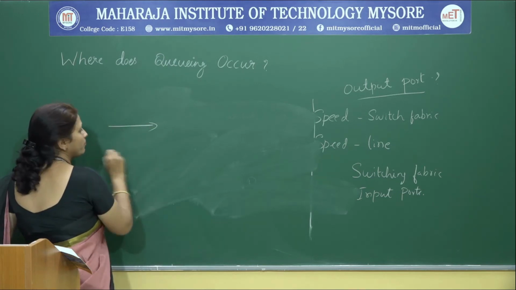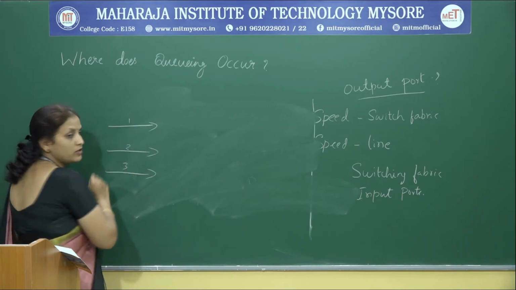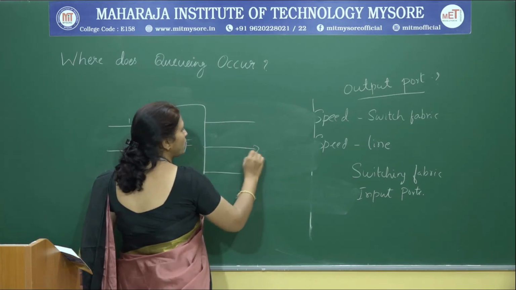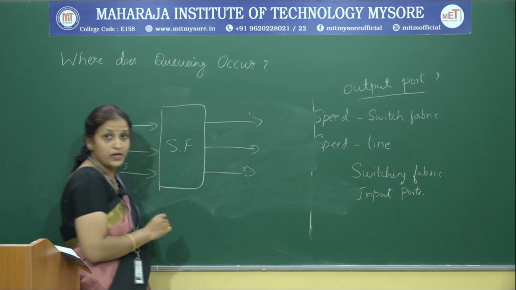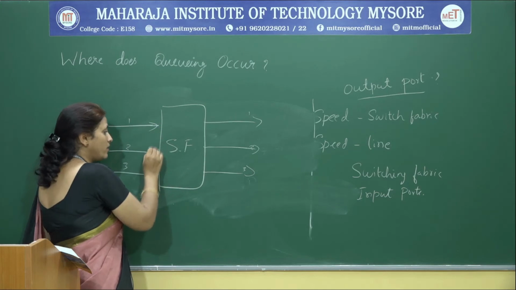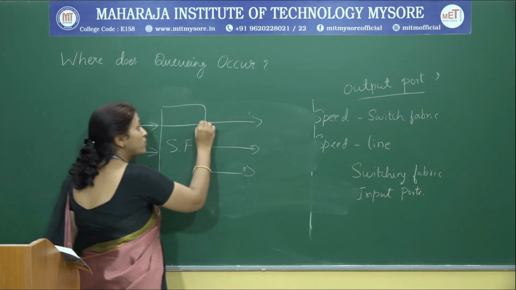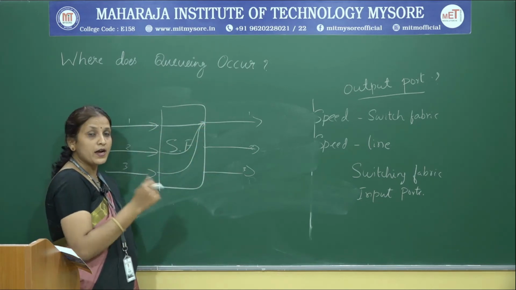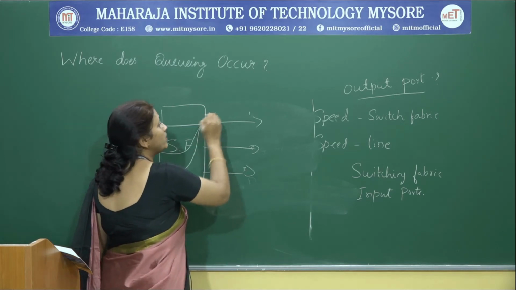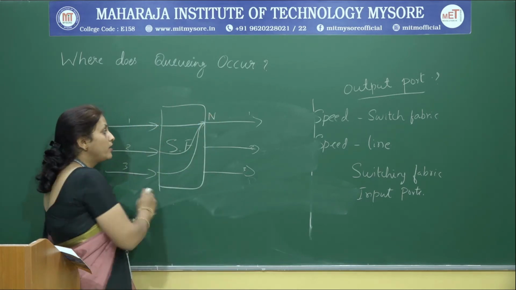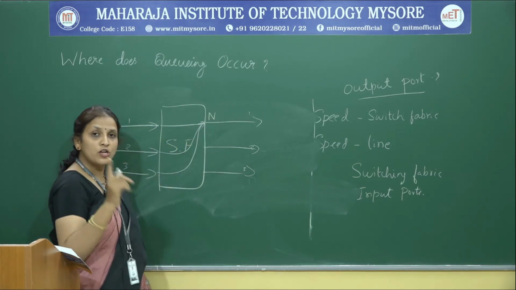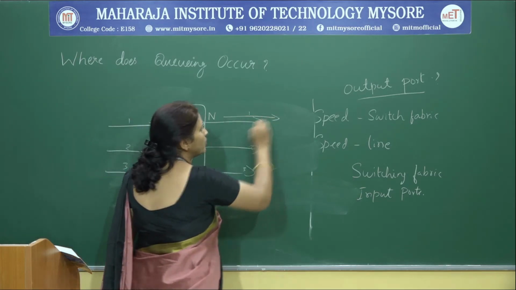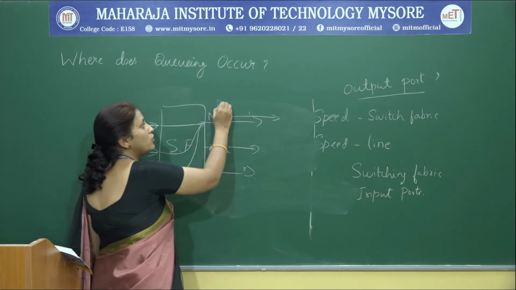Here I have N input ports, here our switching fabric is there, and I have N output ports. But all the packets arriving at all these three input ports are destined to the same output port. In this case, what will happen at time t? All N packets will be queued here, right? But at a time only one packet can be transmitted on the output line, right? So, one packet will be transmitted and the remaining two packets will be in the queue.